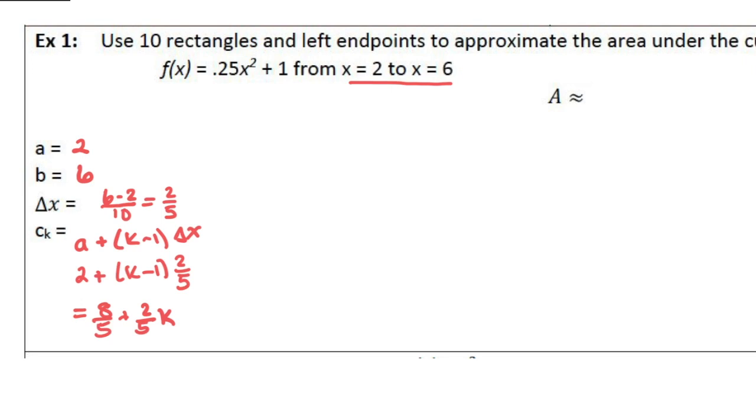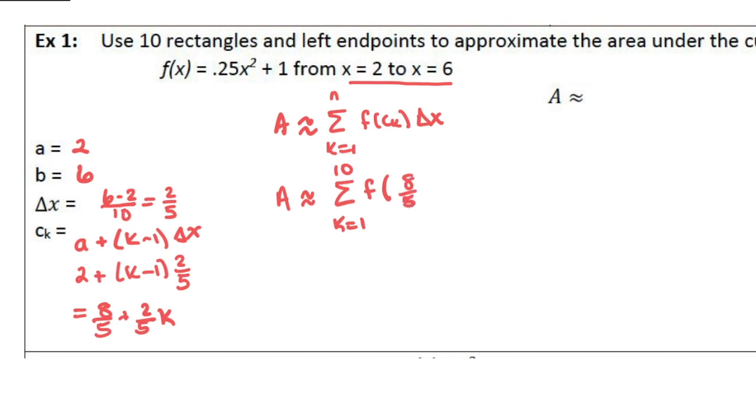All right. Now, we need to find the area. And area is approximately equal to the sum k equals 1 to n of f of c sub k multiplied by delta x. Put all the pieces together. For our particular problem, area is approximately equal to the sum k equals 1 to 10 of f of 8 over 5 plus 2 over 5 k multiplied by delta x, and delta x, remember, is 2 over 5. So this will look familiar.